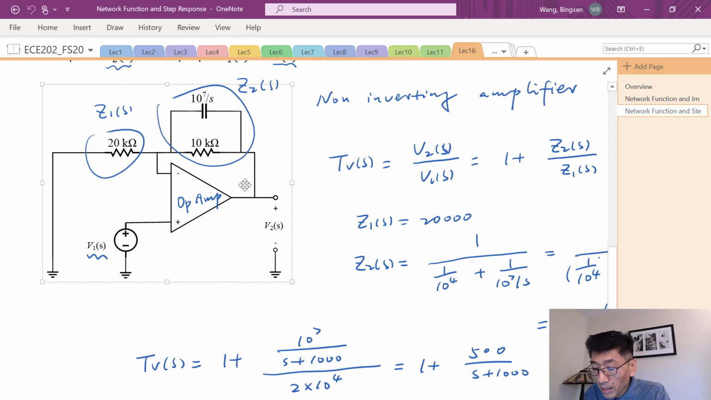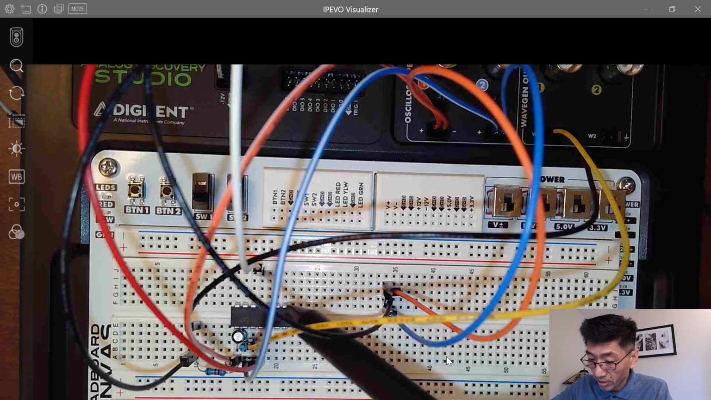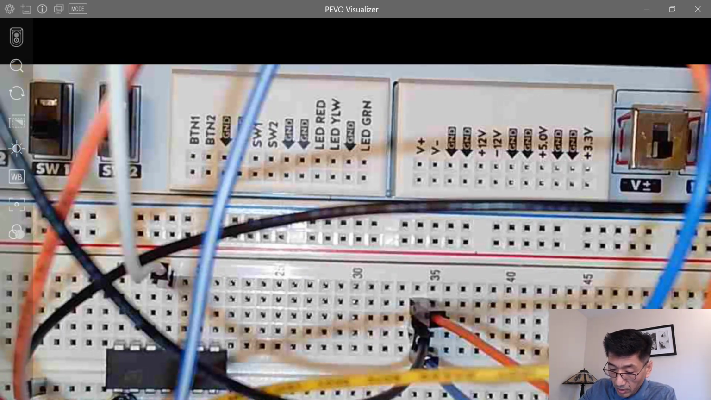And for the op-amp, I used the LM324, and I brought the datasheet here. This chip has 4 op-amps inside. This chip is sitting right here, right? So this chip has 4 op-amps. The terminals are actually very hard to see.